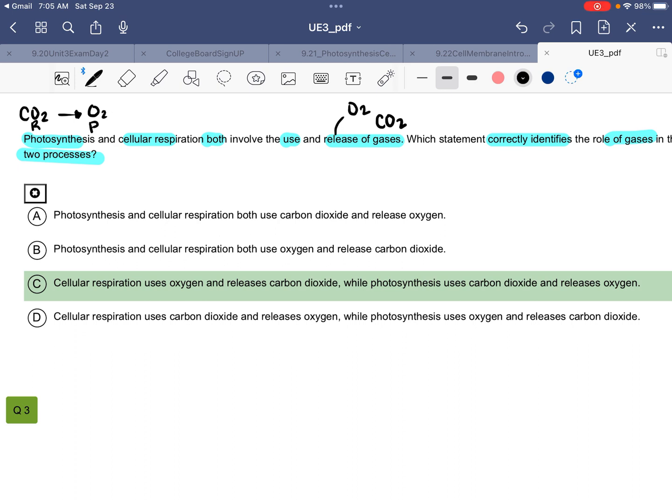Breathe it every day. Cellular respiration, remember, it is an inverse reaction. So it does the opposite. It starts off with oxygen and you produce carbon dioxide.